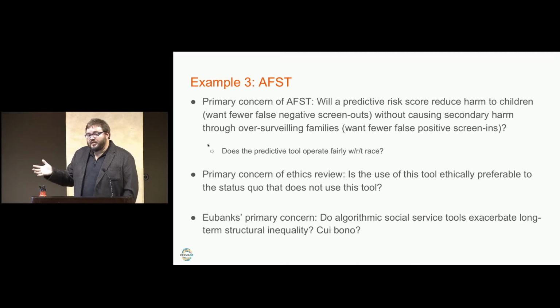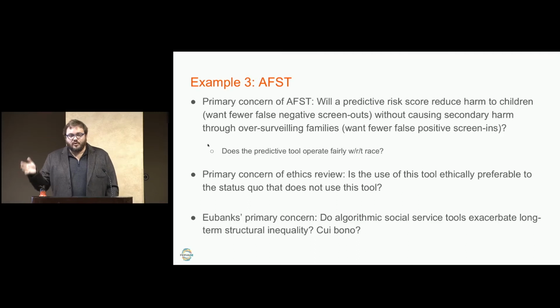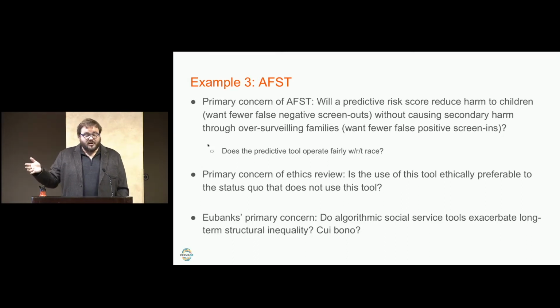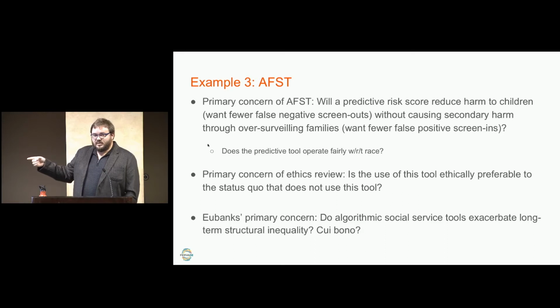Eubank's primary concern is very different. Do algorithmic social science tools exacerbate long-term structural inequality? Cui bono? Who does it benefit? All right? Does it benefit the state because it saves it money under an austerity regime? Does it benefit the children? Does it benefit child protective services? Right? This is a sociological, historical look at fairness. These are all forms of fairness, and they're all methodologically wildly different. All right? So if you were to try to answer the question, is AFST a fair product, it becomes very challenging to integrate these. We don't have great models for how to do that.